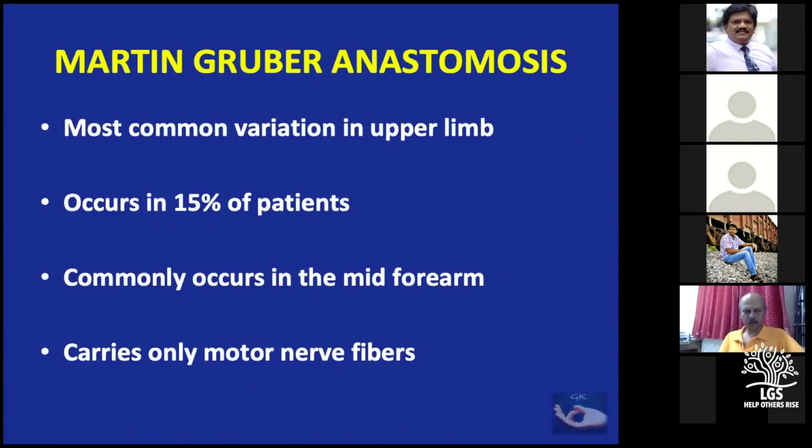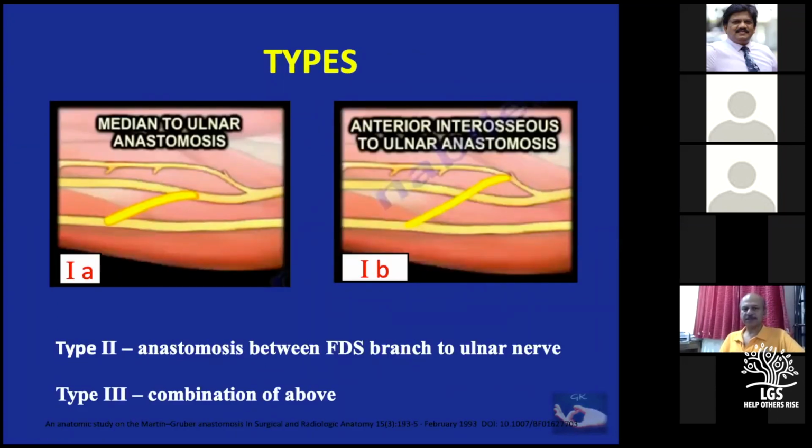And it is the most common variation in the upper limb, occurs in about 15% of the patients. It carries only motor fibers. The first type is from the median nerve to the ulnar nerve, from the main median nerve, that is after the anterior interosseous nerve is given off, from the median to the ulnar, and the 1B is from the anterior interosseous nerve to the ulnar nerve. The second, type 2, is anastomosis between the FDS branch to the ulnar nerve, and type 3 can be a combination of the above.